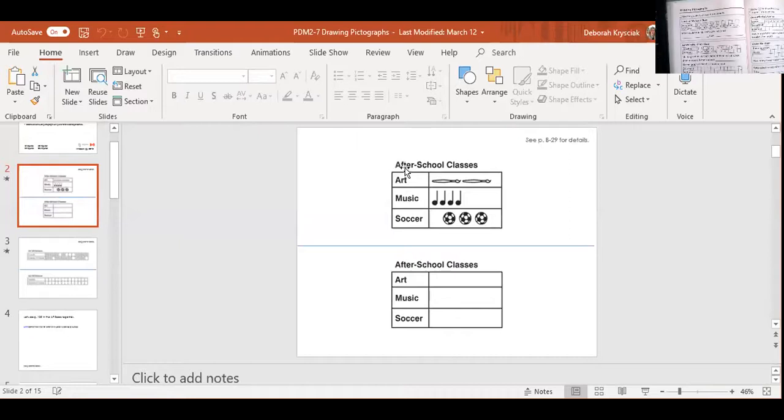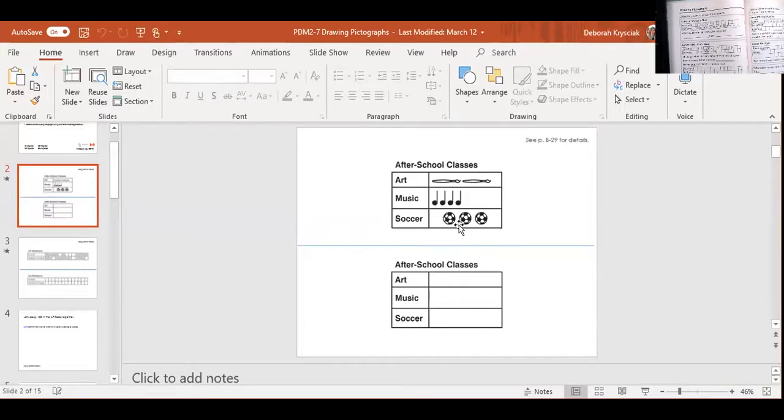This is after school classes. So these are classes kids take after school. Some kids are taking art, music, and soccer. And this is a pretty nice graph. They've got nice little pictures, but what do you think could be the problem with this graph? There's something wrong.